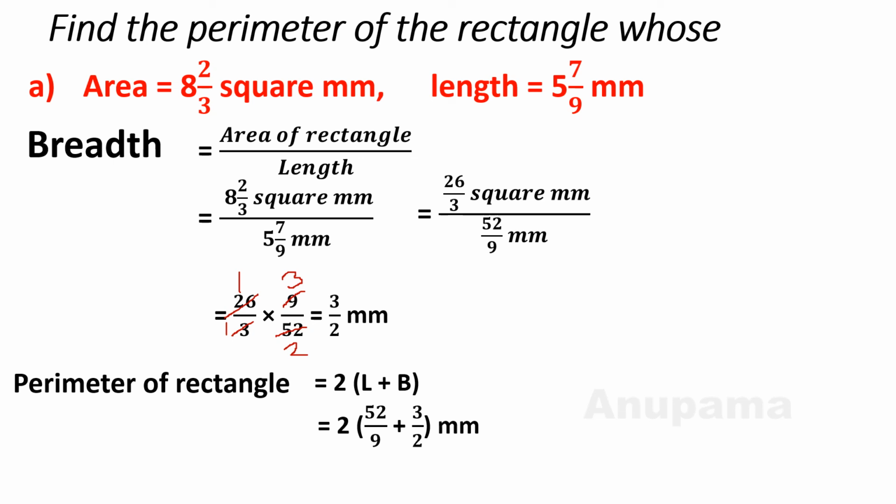Let us solve this. Now you need to remember addition of fractions too. Here denominators are different. It means we will take the LCM. And what is the LCM of 9 and 2? That is 18. So here 18 is the LCM. So in numerator we will get 104 plus 27 millimeters. It means it is 131 by 9 millimeters, and we will convert it into a mixed fraction, that is 14 and 5 by 9 millimeters.